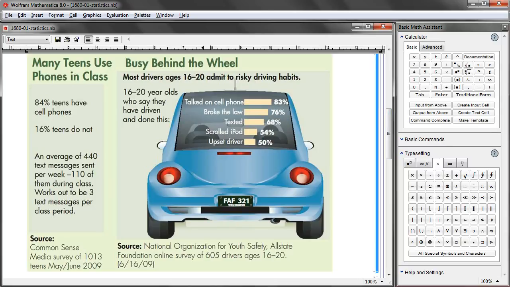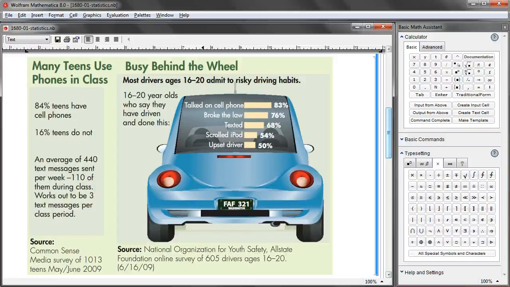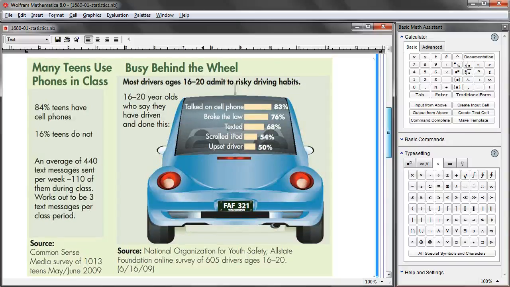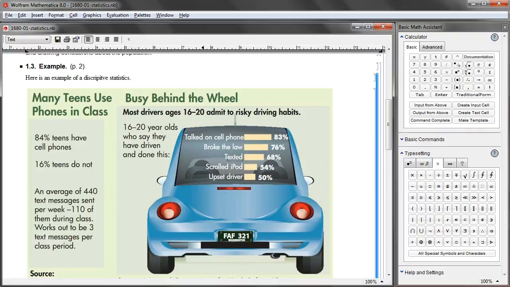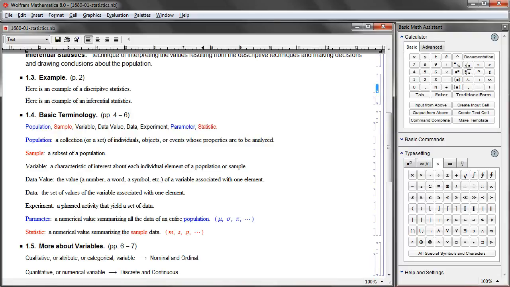And we have sources for these kind of things. The National Organization for Youth Safety, Allstate Foundation online survey of 605 drivers, and the date, things like those. But they didn't say anything further than just the source and number of drivers interviewed. Sometimes even the number of drivers interviewed is withheld as well. That usually is not very good, but sometimes that happens. Now let's move on to the next example.